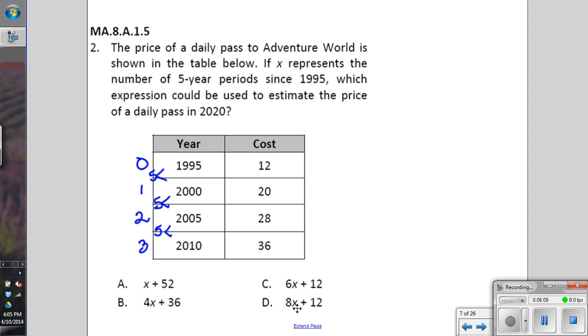And 8 times 0 is 0, plus 12 is also 12. That's why 0 is not really a good number to use to test whether or not this pattern is accurate. But we can confirm, using 0, that A is not the answer, because 0 plus 52 is supposed to be 12 when it's not. And in the same way here, 4 times 0 plus 36 is also not 12, so we know that those are not true. So that's really the only reason you can use 0.